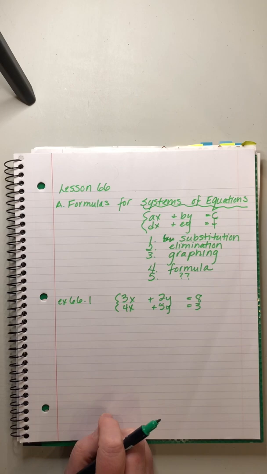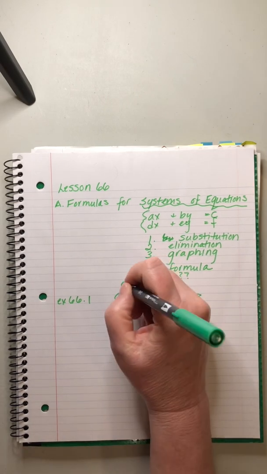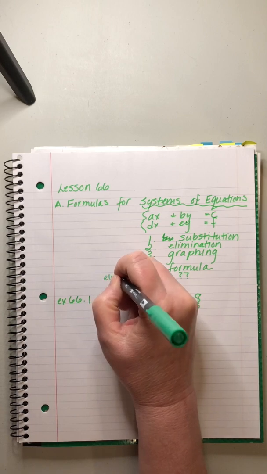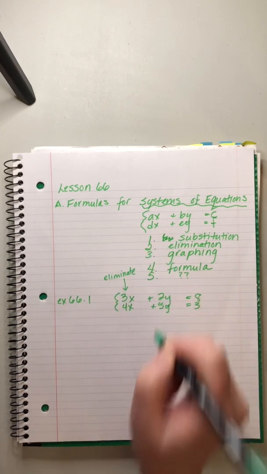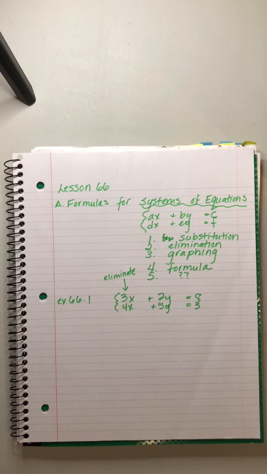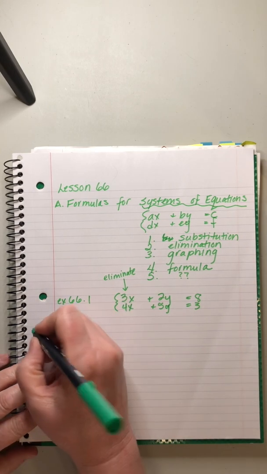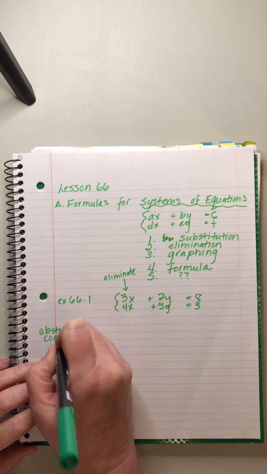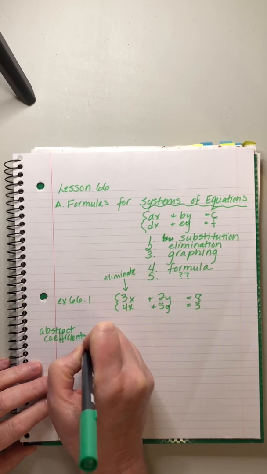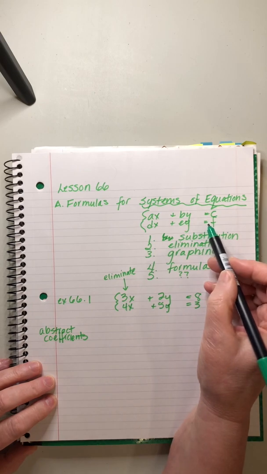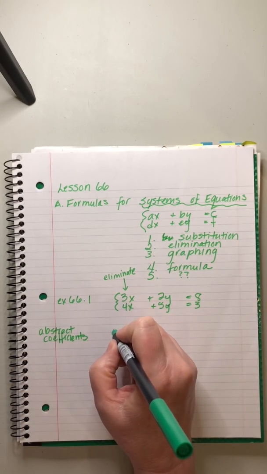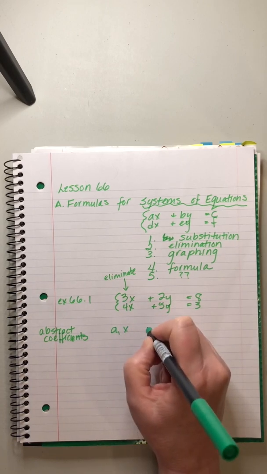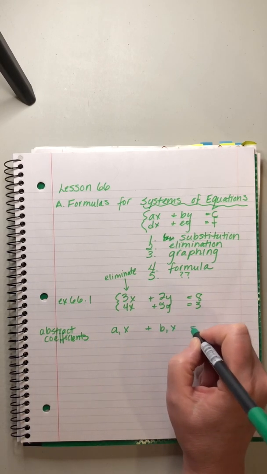So we want to solve for y. That means we're going to eliminate the x's, right? Because we want to solve for y. All right, what we're going to do is use what we call abstract coefficients to create a formula. So here's how we get the abstract coefficients. It's kind of like this system, only we're going to make it look way more fancy. The first equation is going to be a1x plus b1y equals c1.